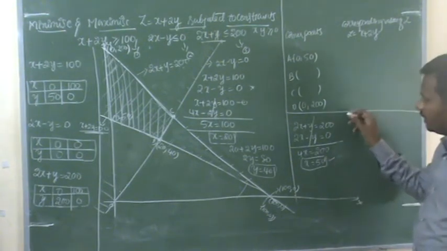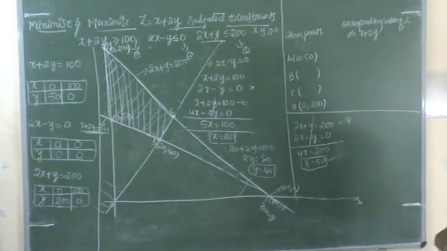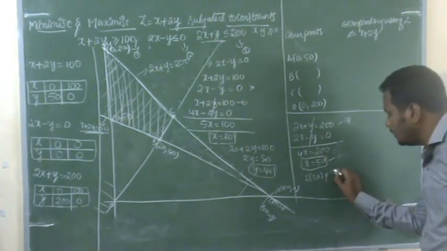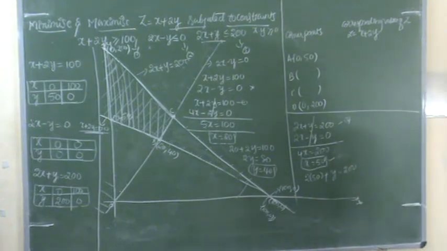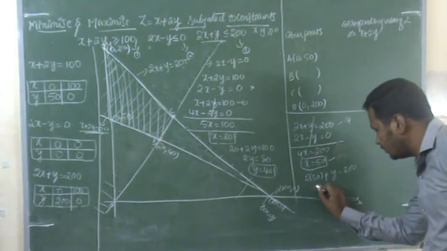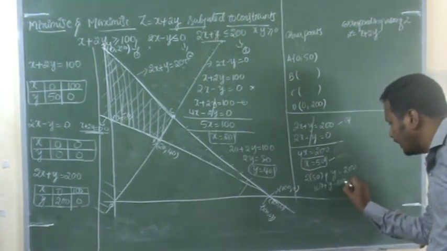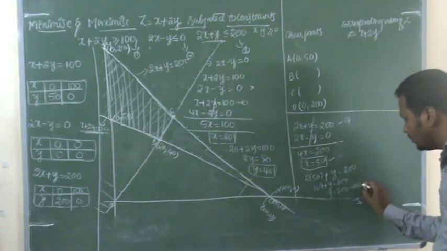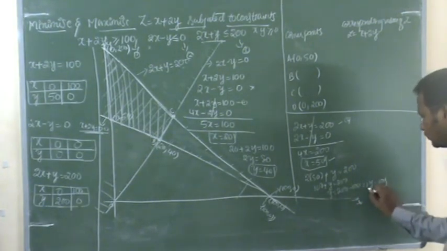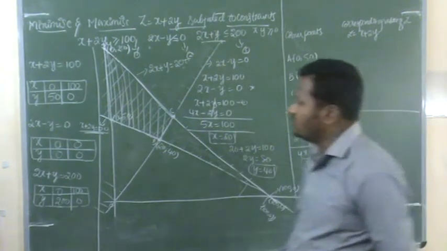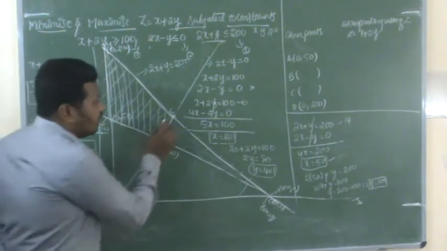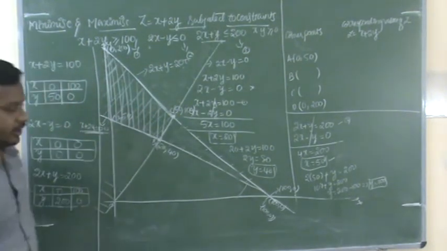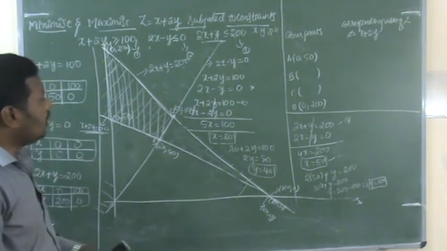Substitute x is equal to 50 in equation number 2 or 3. We get 2 into 50 plus y is equal to 200. So this is 100 plus y is equal to 200. Therefore, y is equal to 200 minus 100, which implies y is equal to 100. Therefore, the point C is 50, 100. Now we get all the corner points.